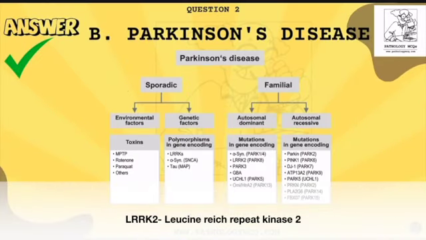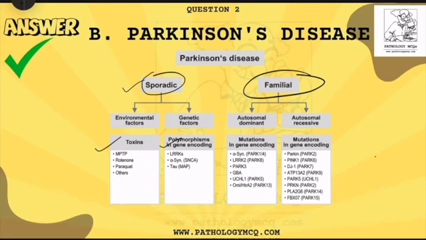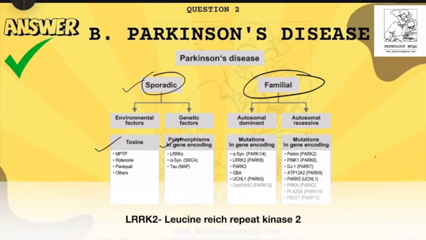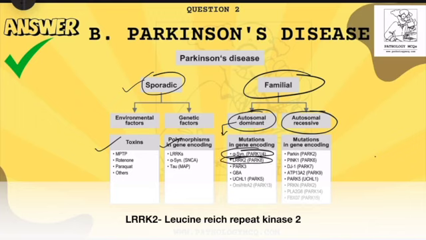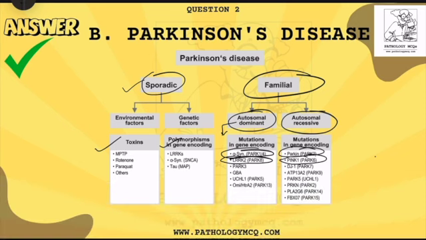Parkinson's disease can occur sporadically, as well as it could have a familial predisposition. Familial Parkinson's disease, on the other hand, is inherited in an autosomal dominant as well as autosomal recessive fashion. The most important genes to be remembered in autosomal dominant inheritance are alpha-synuclein and LRRK2, whereas in autosomal recessive inheritance, it would be Parkin and PINK1 genes.